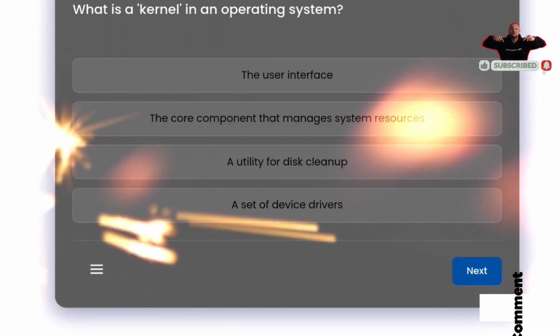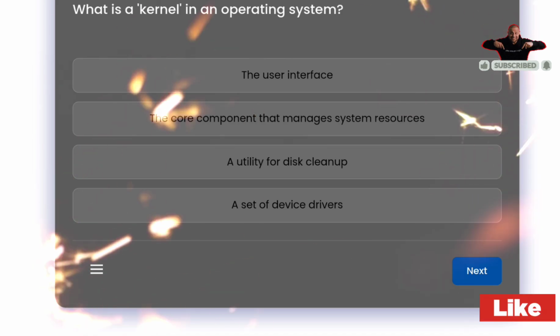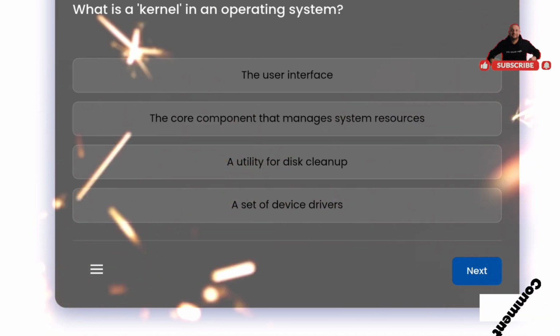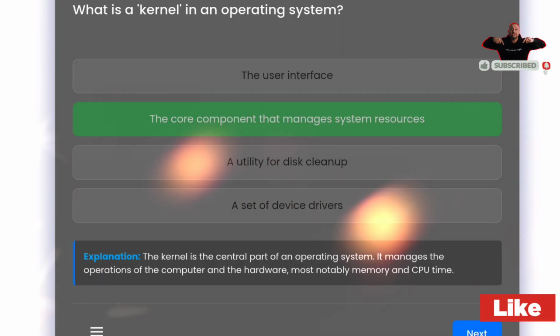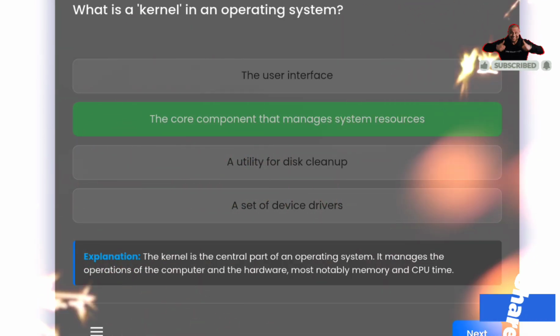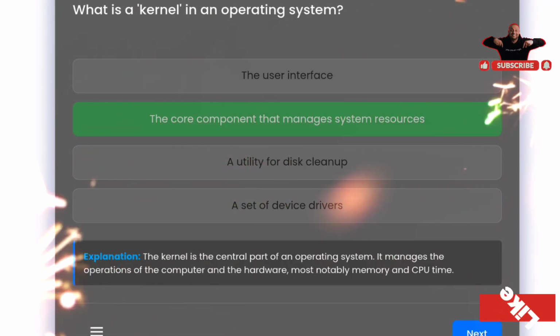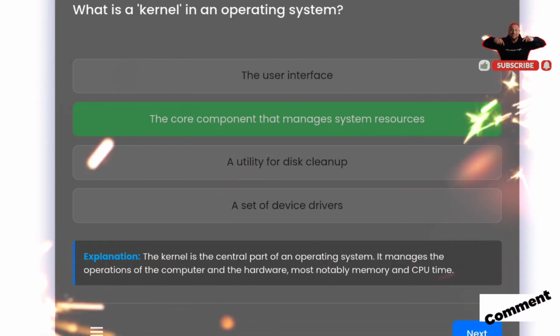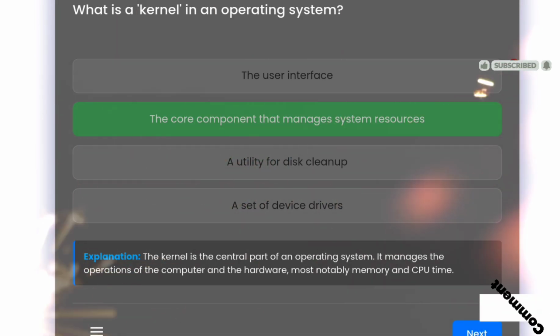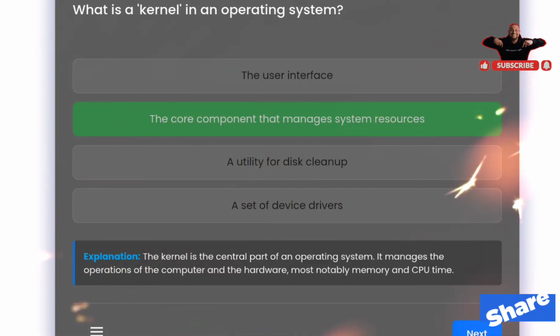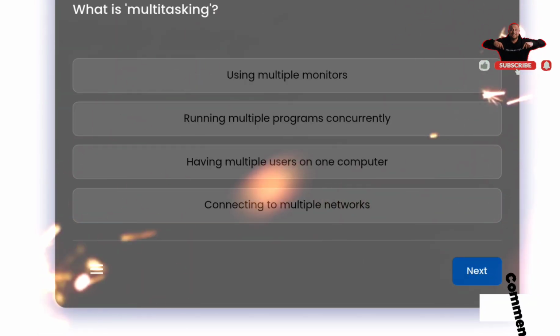Next question. What is a kernel in an operating system? The core component that manages system resources. The kernel is the central part of an operating system. It manages the operations of the computer and the hardware, most notably memory and CPU time.